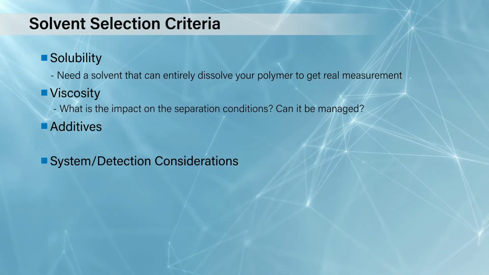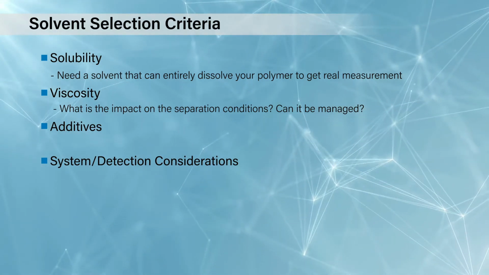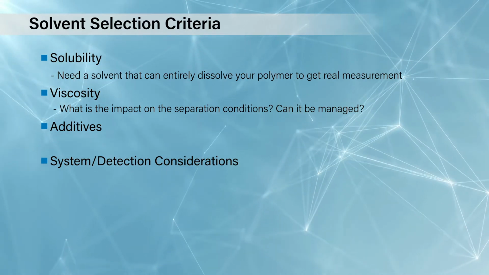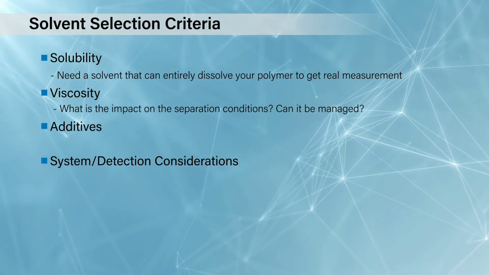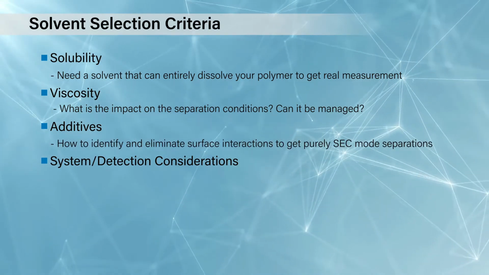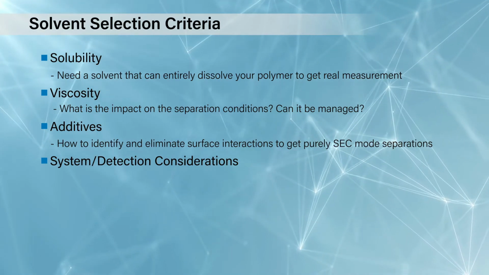Some of these solvents can be very viscous when you're trying to dissolve polymers. What's the impact of this viscosity on the separation conditions? So the more viscous a solvent, the less efficient a separation's going to be. So how can you manage this? Additives. You often need additives to ensure that you get true size exclusion behavior, i.e. no interactions between the polymer and the bed.